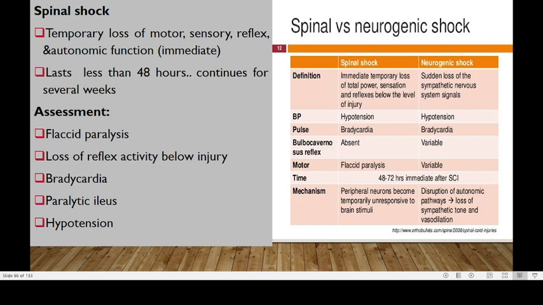So we have the spinal shock injury for that case.